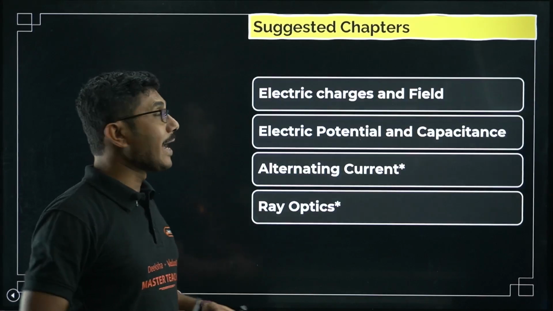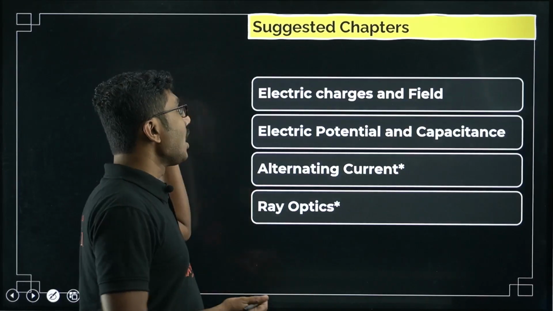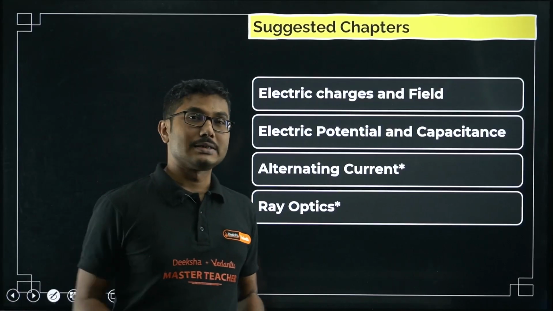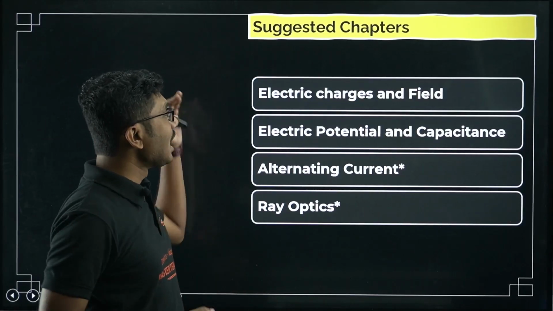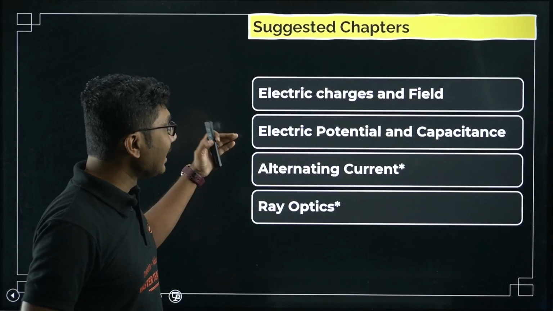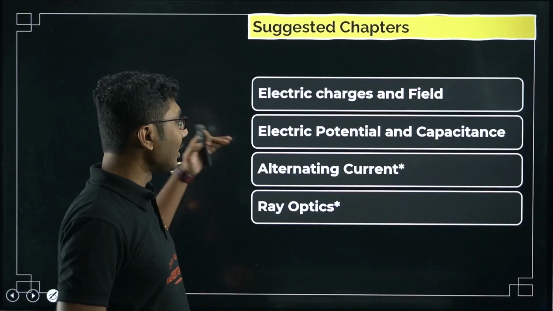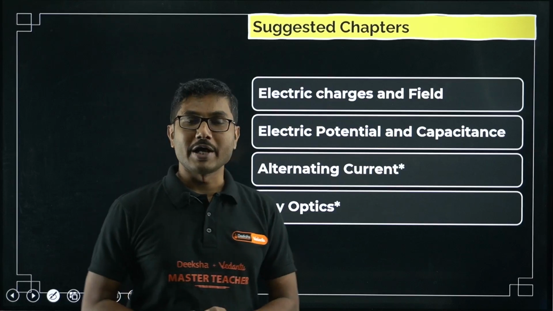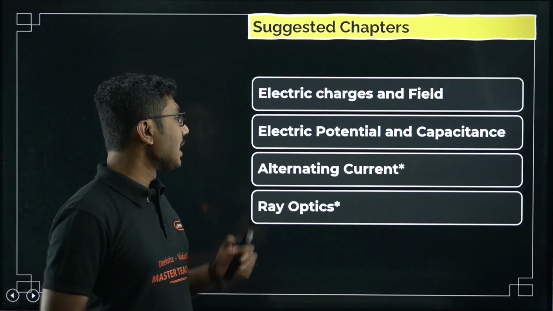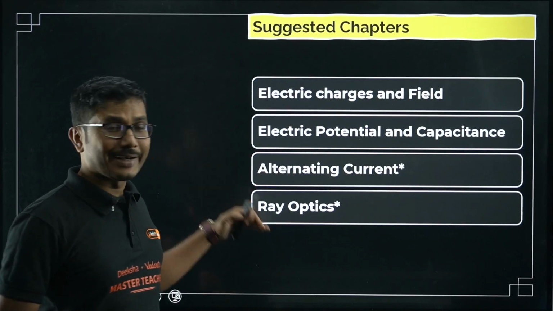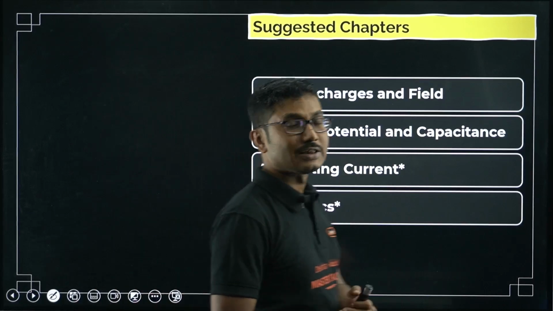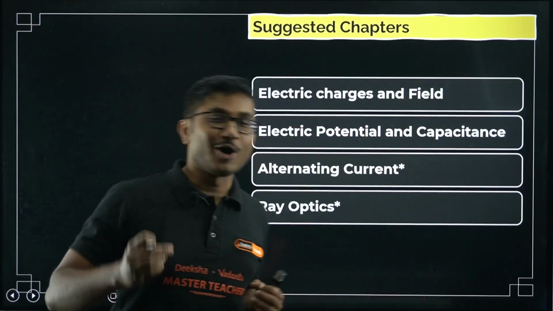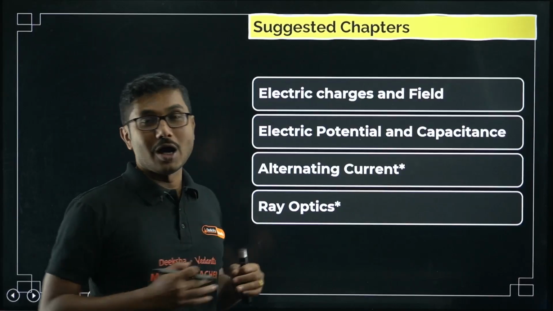Now, which chapters should we study numericals from? There are at least 6 to 7 chapters from which numericals can come, but I am going to suggest electric charges and field, electric potential and capacitance, alternating current and ray optics. These are the 4 important chapters from which you can expect numericals. Out of those, alternating current and ray optics numericals are generally considered HOTS questions, but trust me, they are not as hot as you think. They are very cool questions.